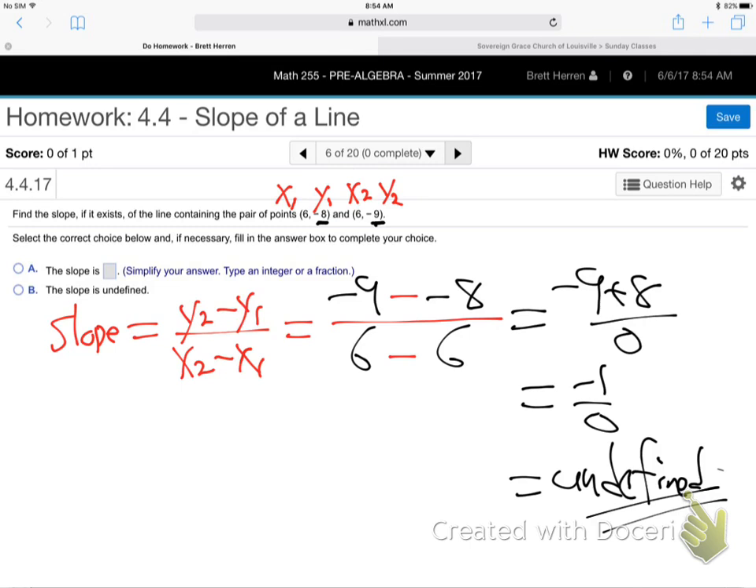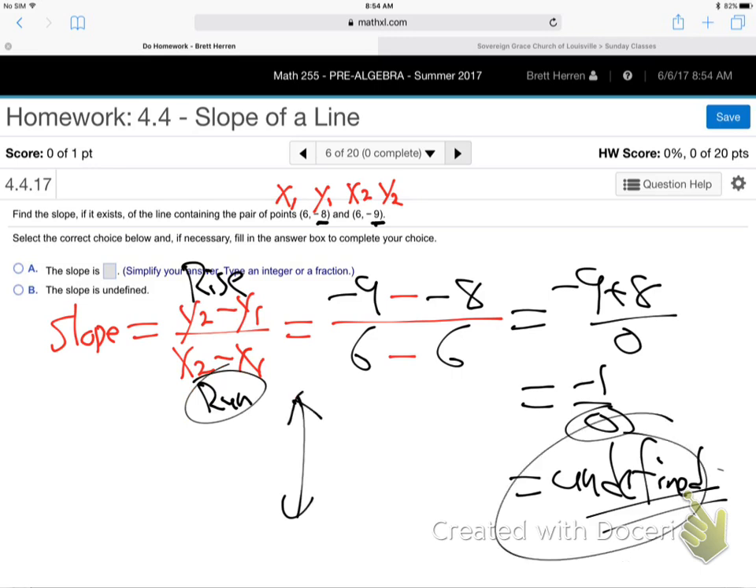Because the x is... Good, good. Yeah, I like what you're saying. I like how you're thinking, Alex. Remember, slope is rise over run. So if the bottom is 0, that means the line doesn't run. What kind of line doesn't go sideways? A vertical line. So undefined slope is a vertical line.